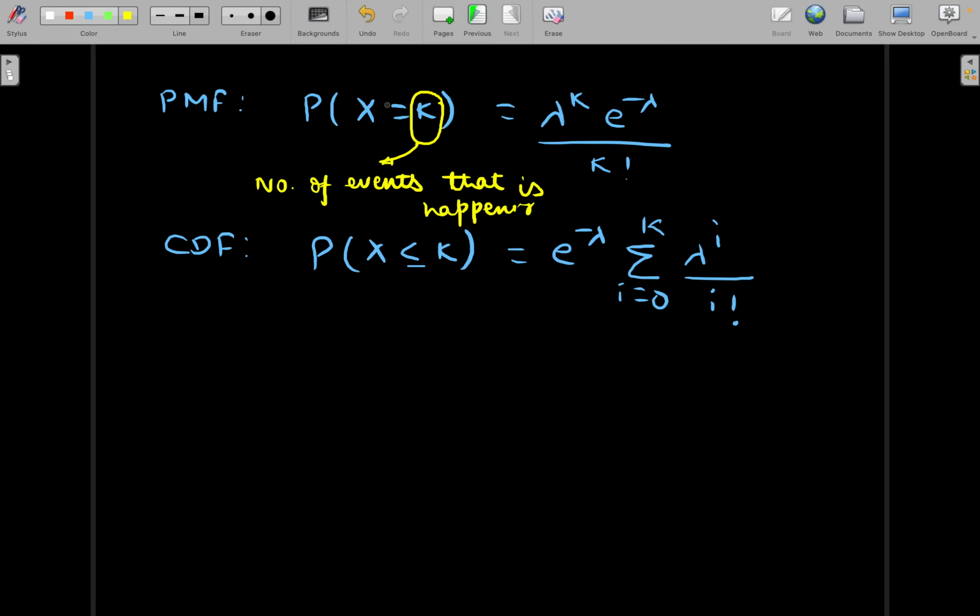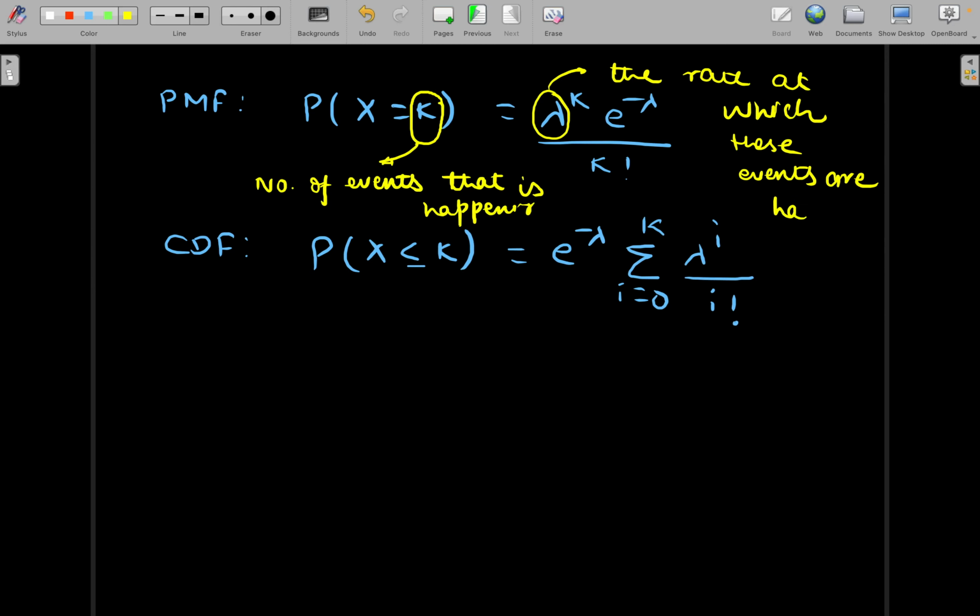Okay, lambda. Lambda is nothing but the rate at which these events are happening. And x is nothing but the count, just the count.